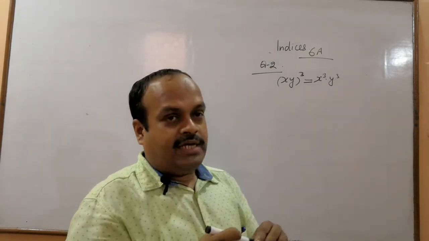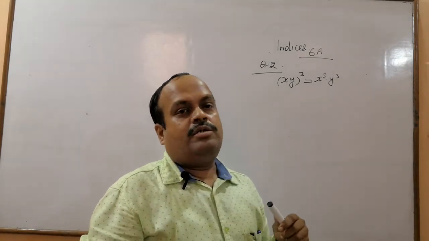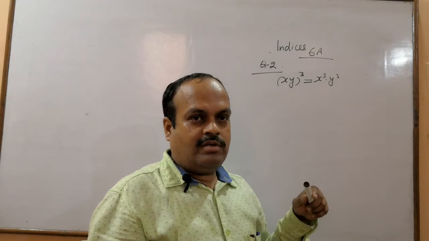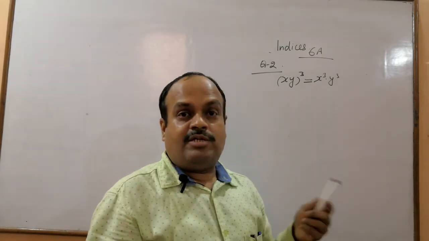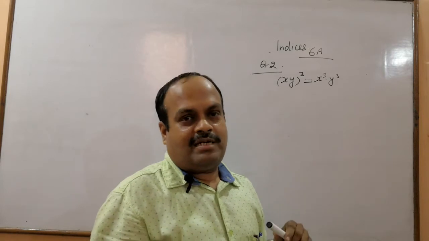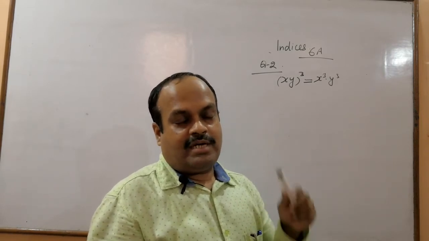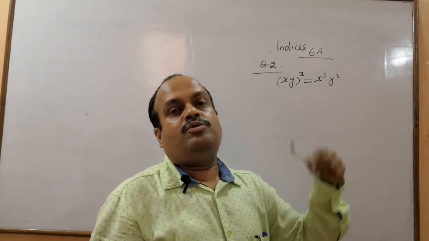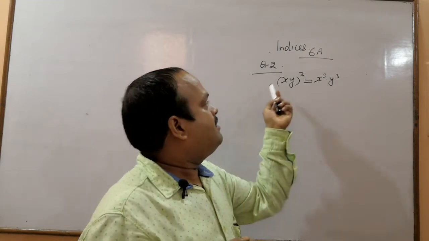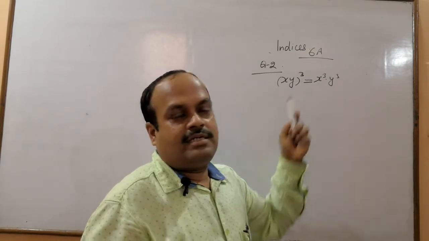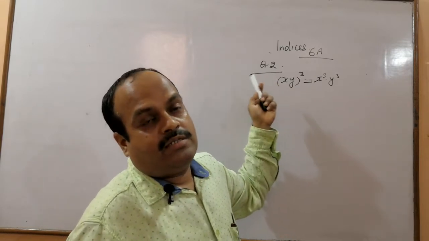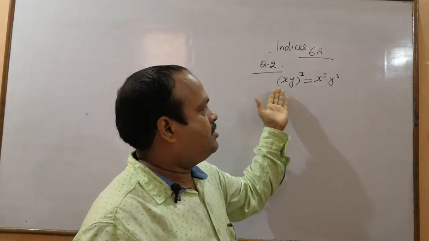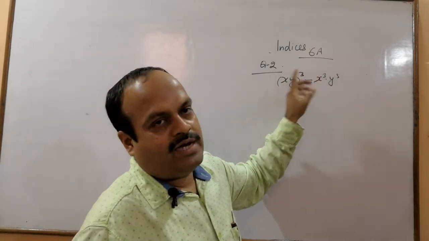But remember, if instead of a product you have a sum, I mean x plus y whole cube, then you cannot use this law. Then you have to use the formula of expansion, a plus b whole cube or a minus b whole cube. So in case of addition or subtraction, we use the method of expansion. But if we have a product, this power 3 will go to x and y both.